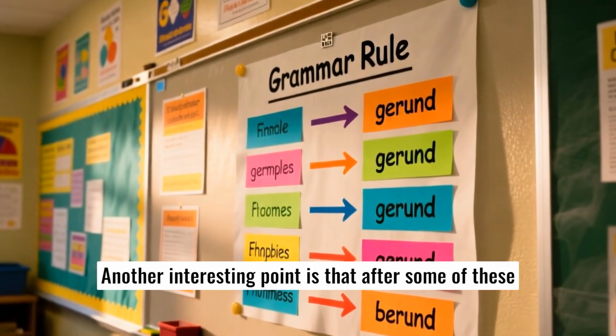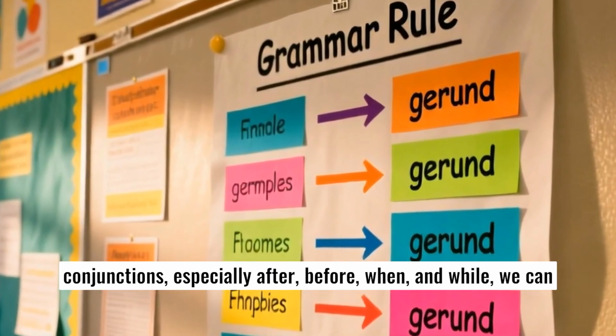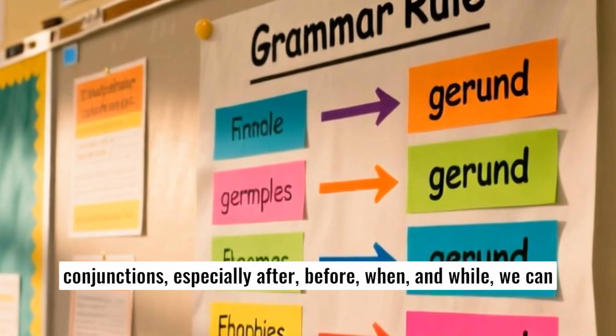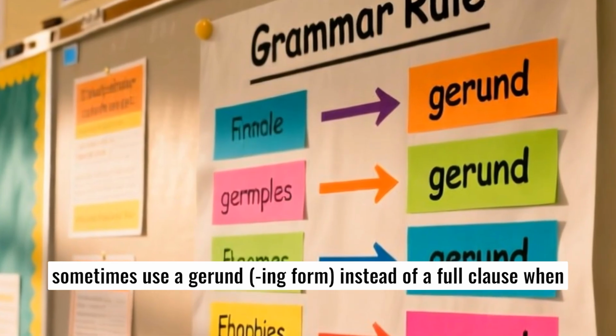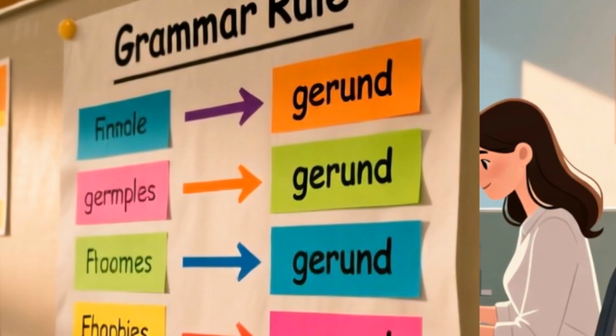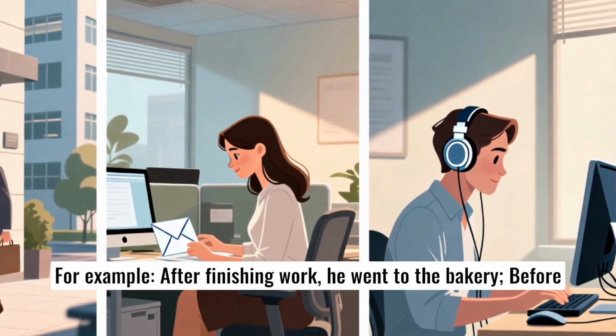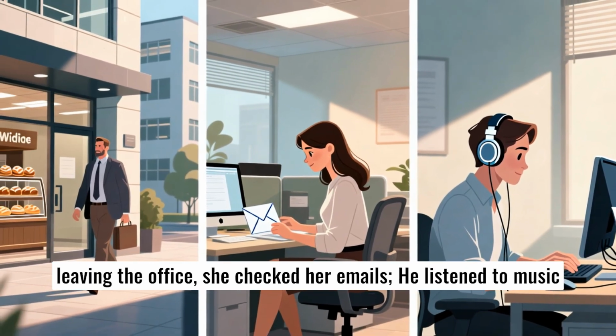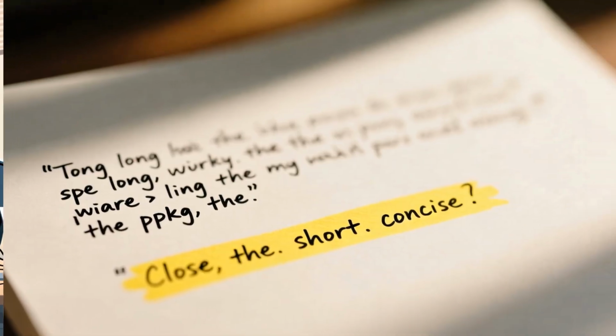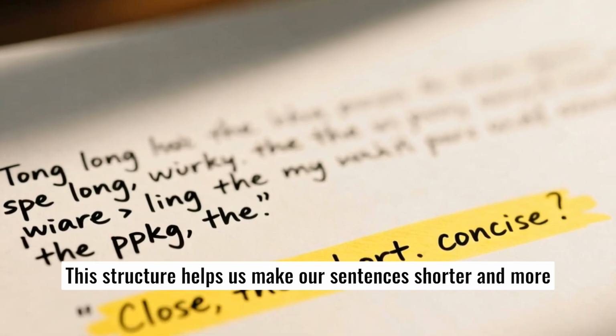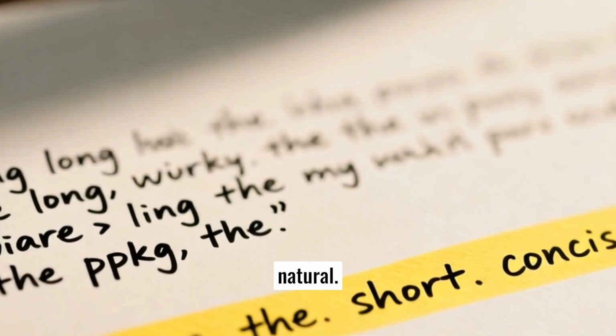Another interesting point is that after some of these conjunctions, especially after, before, when, and while, we can sometimes use a gerund, the ing form, instead of a full clause when the subject is the same. For example, after finishing work, he went to the bakery. Before leaving the office, she checked her emails. He listened to music while working. This structure helps us make our sentences shorter and more natural.